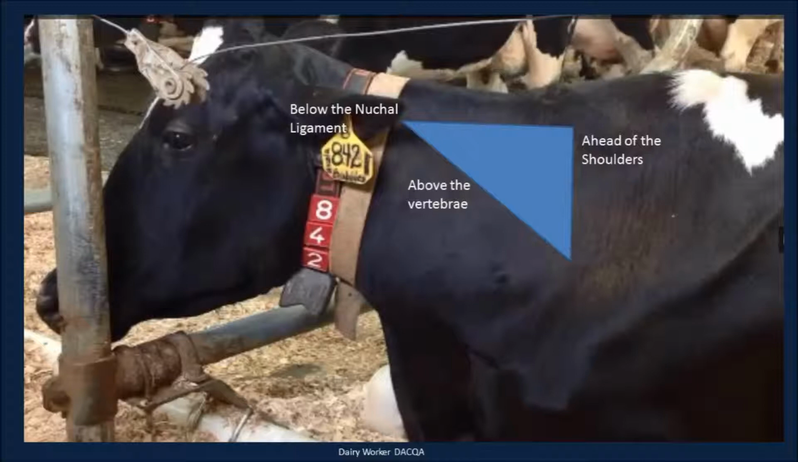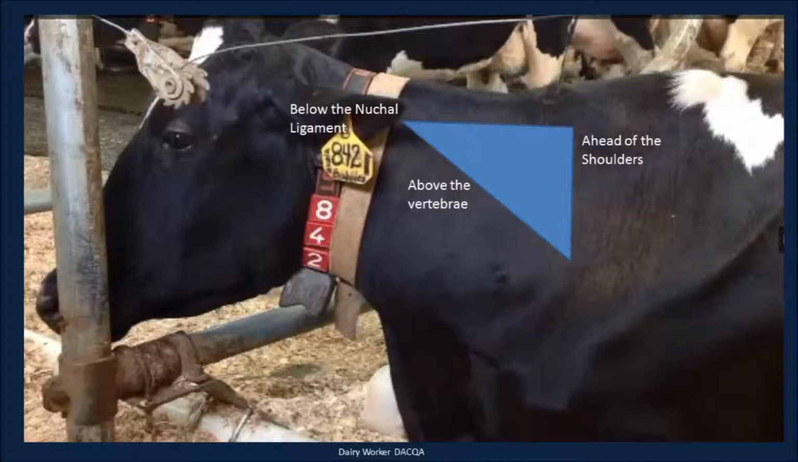When we inject into the rump, we get injection site lesions that affect the quality of the carcass and therefore decrease the amount of valuable meat that can come from our animals. The animal here, Bubbles, is showing us the location for proper injection sites. Injection should be placed in this blue triangle region, so ahead of the shoulders and above the vertebra.